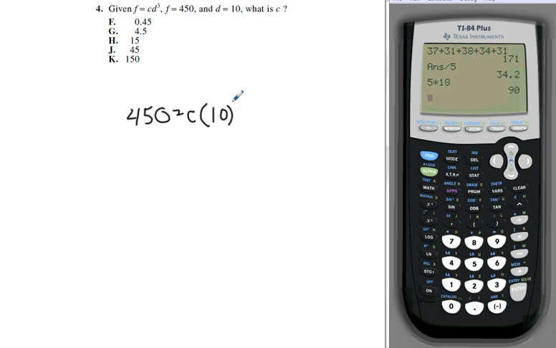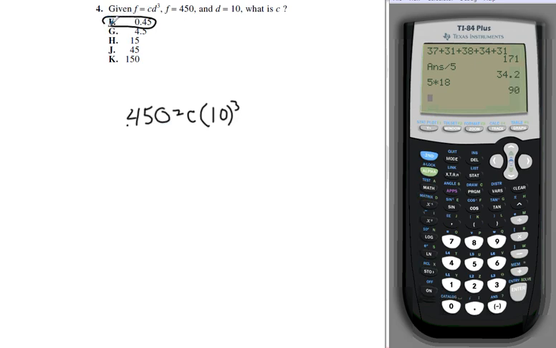Now, you may be tempted to do this with your calculator. You don't really need to. 10 cubed, you should know, is going to have 3 zeros. So then you're going to divide both sides by 1,000. And it's going to move your decimal over 3 places. So my answer is 0.45.